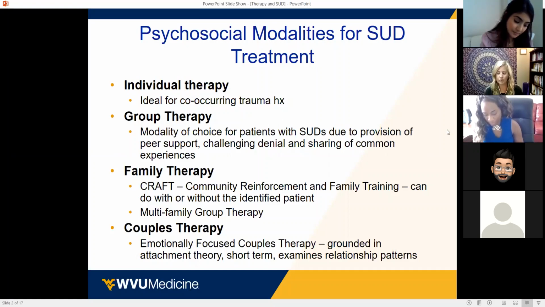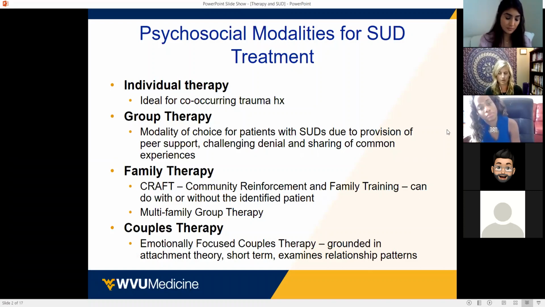And so one of the ways we can do that is by facilitating appropriate psychosocial modalities and then using evidence-based approaches in those. So the following is a list of the main psychosocial modalities that we use in the treatment of substance use disorder. So to start off, we've got individual therapy. This is really ideal for our patients that also have co-occurring disorders and/or a history of experience with trauma, which we know applies to most of our patients.